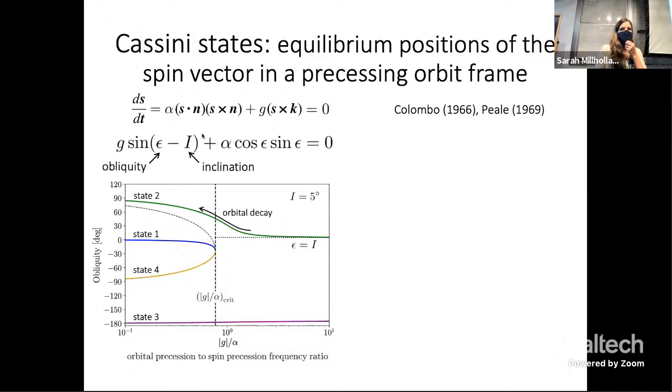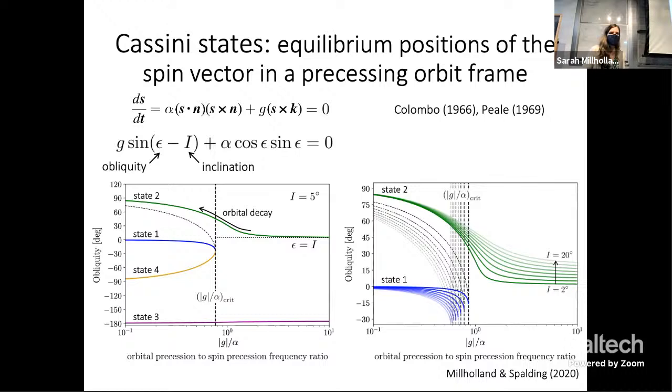There are up to four different Cassini equilibrium states that satisfy this criterion, and they depend on this ratio of g over alpha, the ratio of the orbital precession frequency to the spin axis precession frequency. In the presence of tidal dissipation, though, states one and two are the only stable states. And so this right panel here is a closer look at these two states for different values of the inclination, as shown with these different opacity lines.